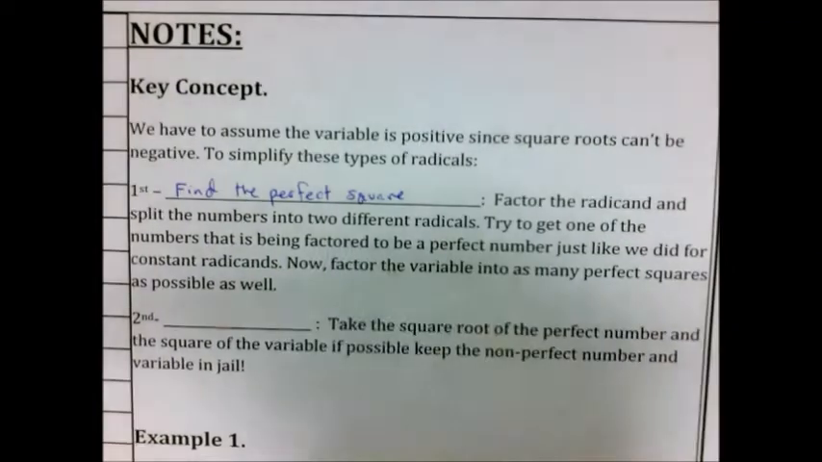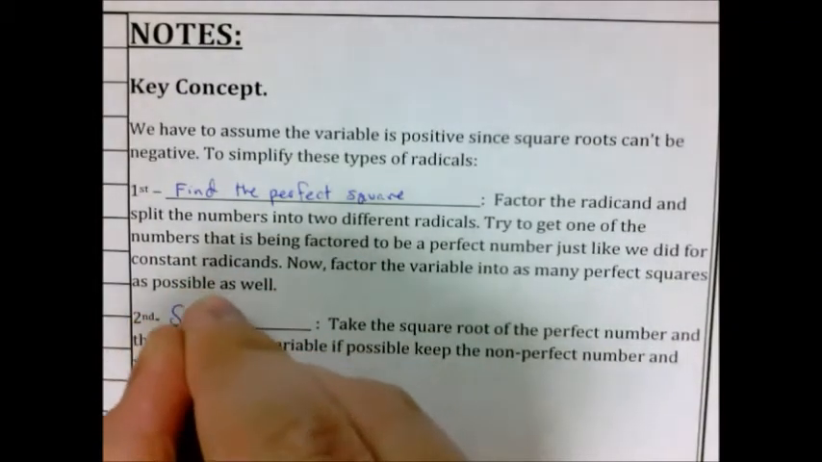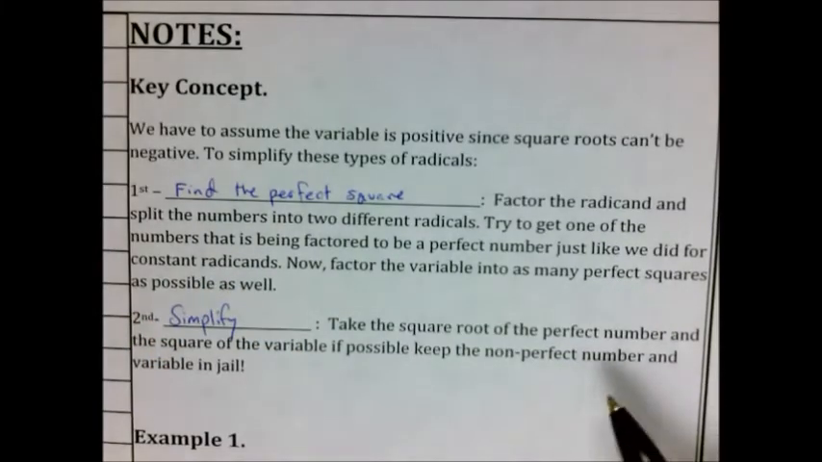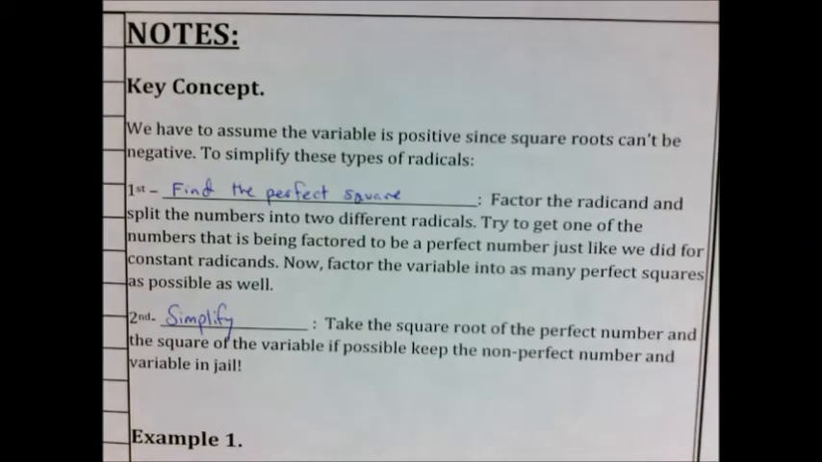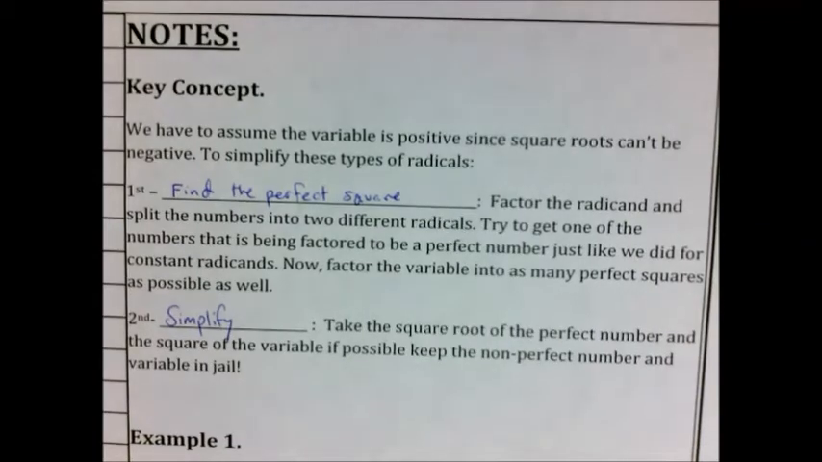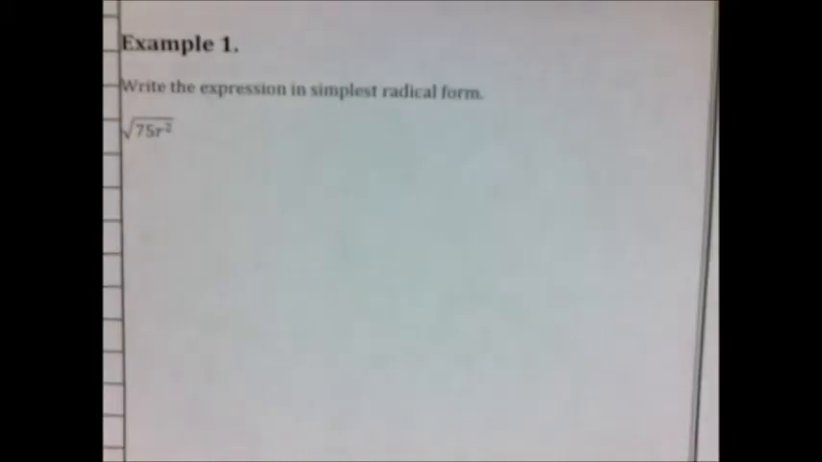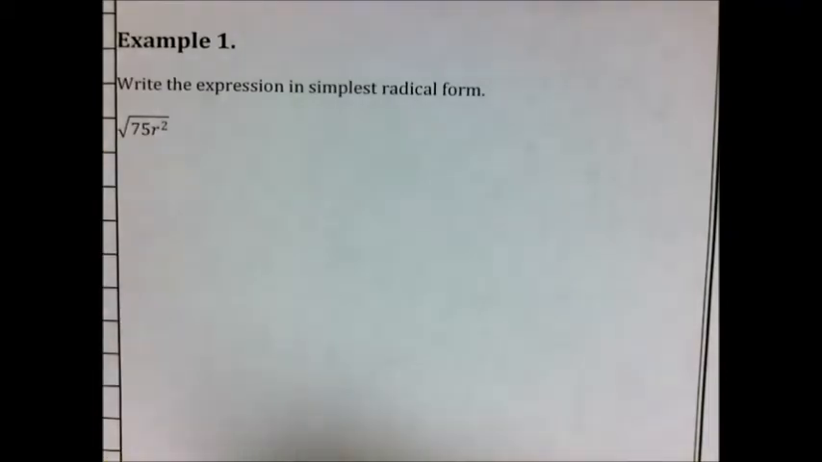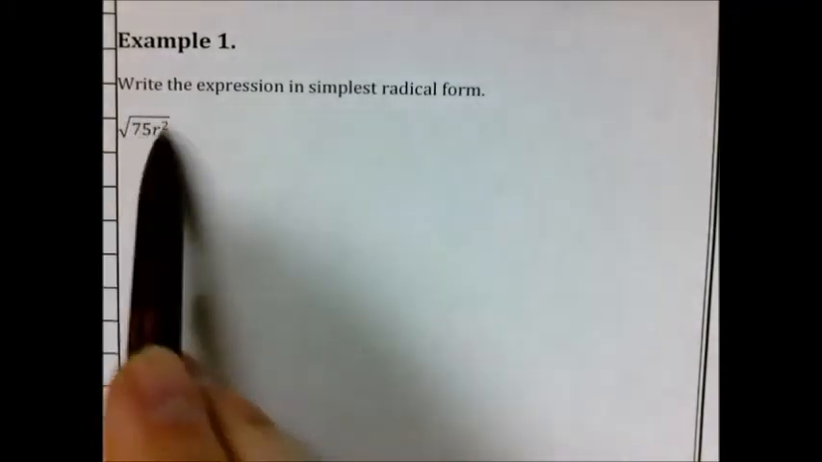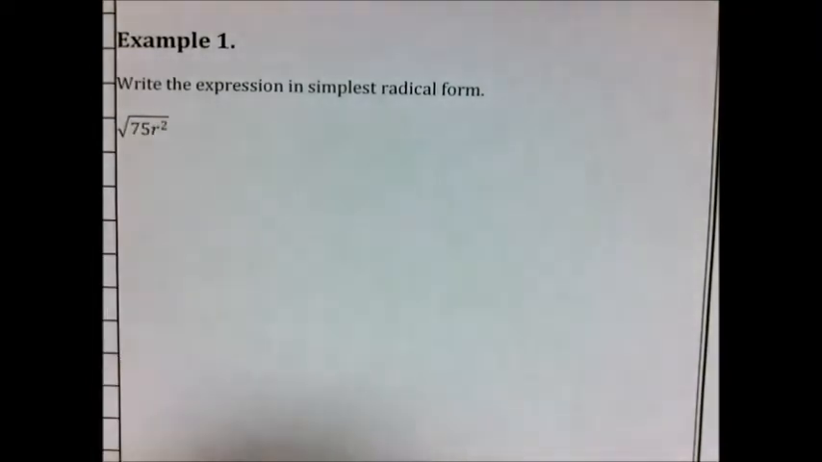The second thing, after you do that, is to simplify it. Take the square root of the perfect number and the square of the variable, if possible. Keep the non-perfect number and variable in jail. If we have non-perfect numbers or non-perfect variables, they have to stay locked up, okay? Let's do some examples. Remember, we talked about yesterday how the radical, the square root symbol, is the jail. And the numbers in the expression, the radicand, the numbers inside the square root, those are the inmates, right? We're trying to get the perfect ones out of jail to free up some more space, right?